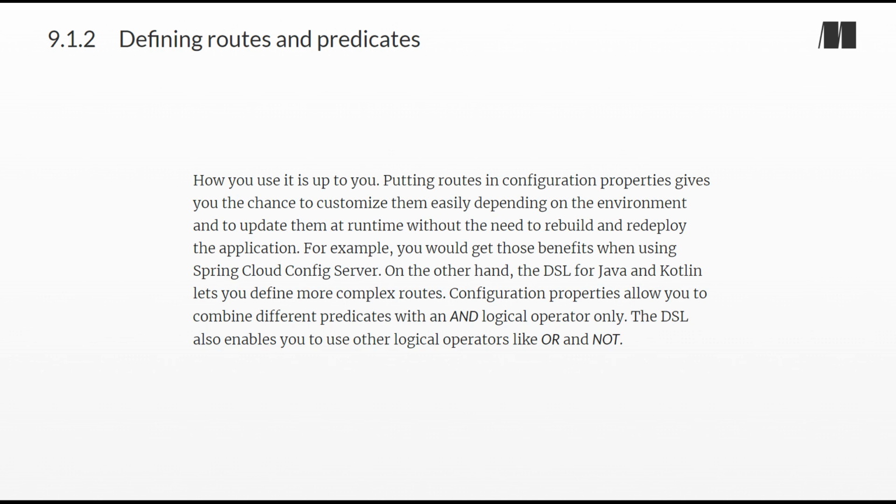Putting routes in configuration properties gives you the chance to customize them easily depending on the environment and to update them at runtime without the need to rebuild and redeploy the application. For example, you would get those benefits when using Spring Cloud Config Server. On the other hand, the DSL for Java and Kotlin lets you define more complex routes. Configuration properties allow you to combine different predicates with an AND logical operator only. The DSL also enables you to use other logical operators like OR and NOT.